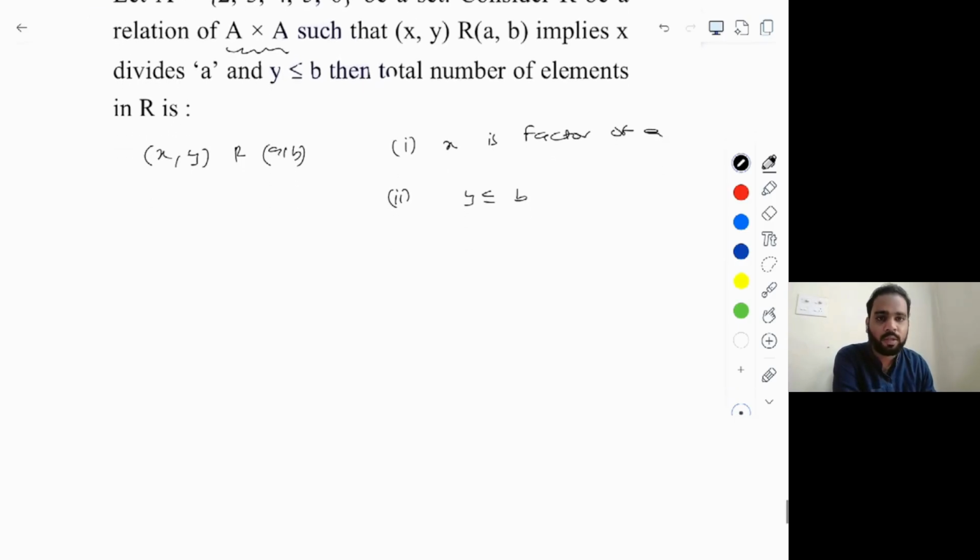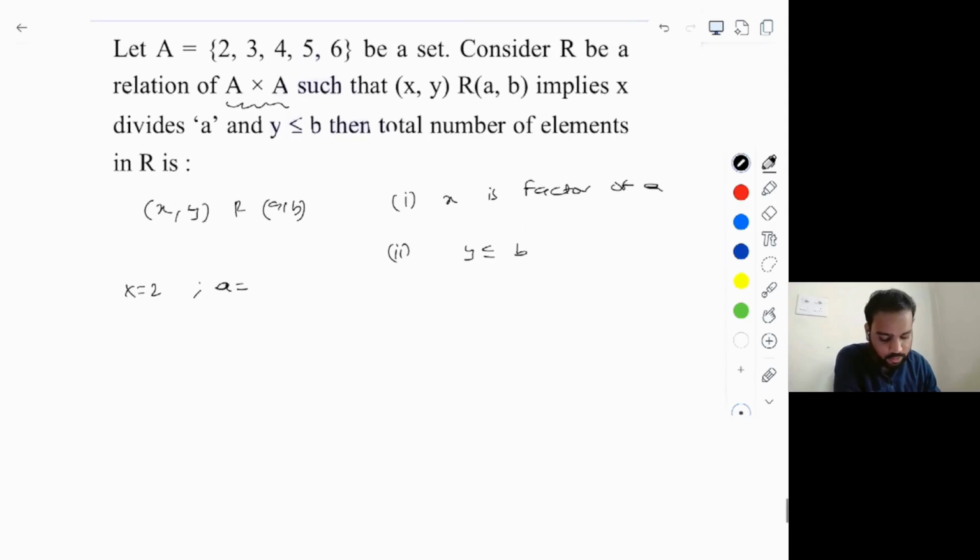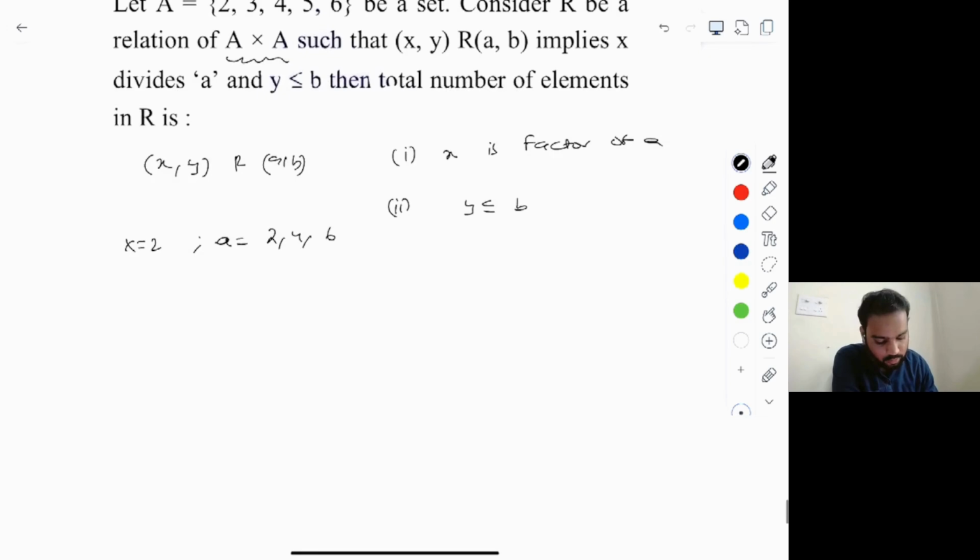So let's see in how many ways you can put the values of x and a together. Since x is a factor of a, I will start from x equal to 2. If x is equal to 2, what must be the values of a here? Since x is a factor of a, a must be a multiple of 2. But in the given set A, what are the multiples of 2 available? Clearly 2, 4, 6. So in this case, you get three possibilities.